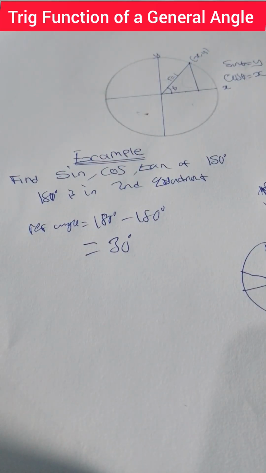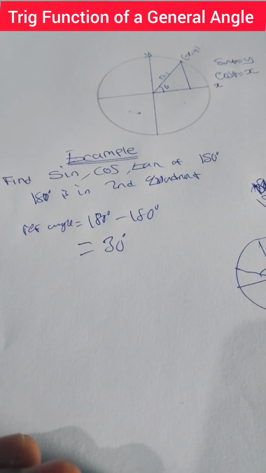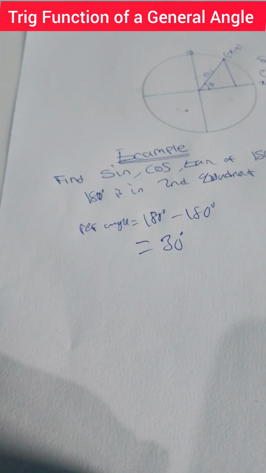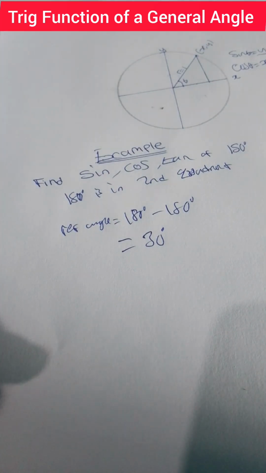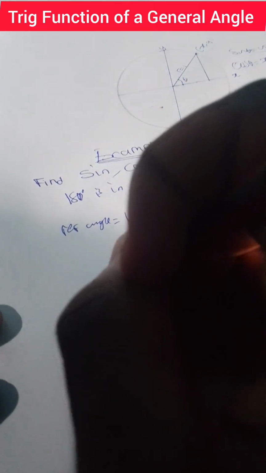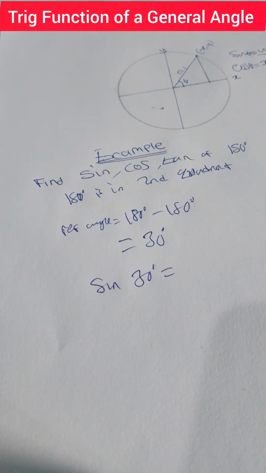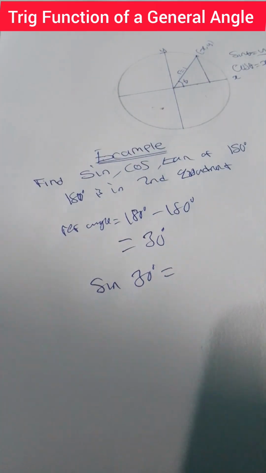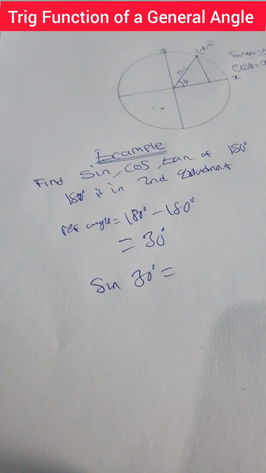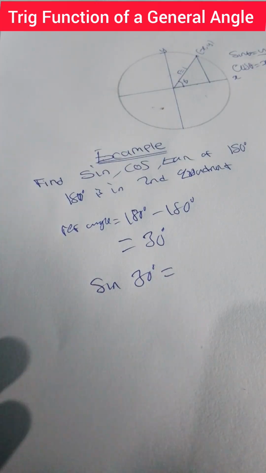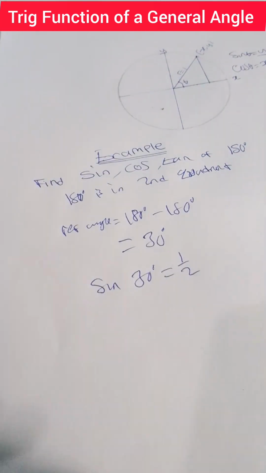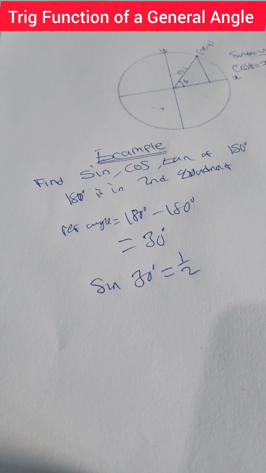Now after finding the reference angle, this is the one we are going to use. For example, we have been asked to find sine 150, cos 150 and tan 150. We start with sine 30 degrees. What is sine 30 degrees? You should know this from your head. I'll make a video on this one. So sine 30 is half.